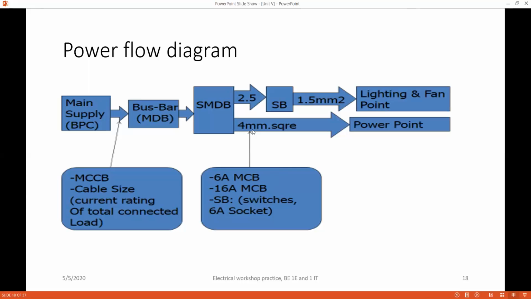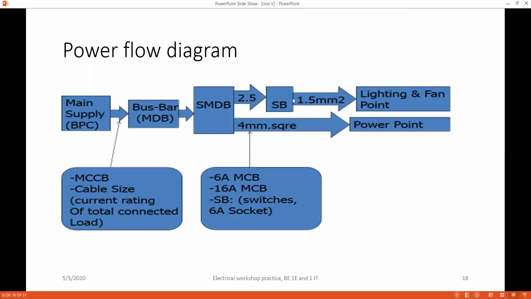Now the size of the wire for the power point, we are using 4 mm square. And from the sub main distribution board to the switch box, we are using 2.5 mm square wire. And then from the switch box to the individual light points, we're not talking about the looping and all, okay? From the switch box to the light points and the fan points, we are using 1.5 mm square. If you again calculate the size of the wire depending upon the rating of the fan and the light points, it will come out smaller than this.